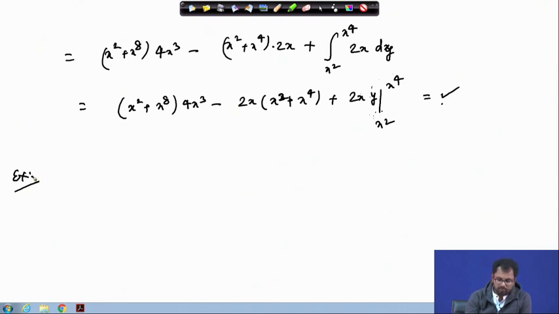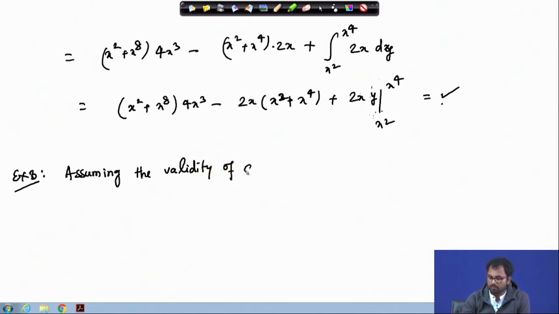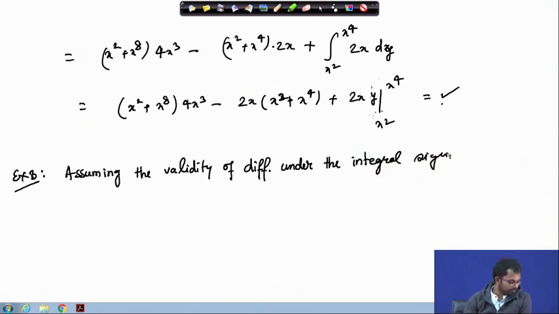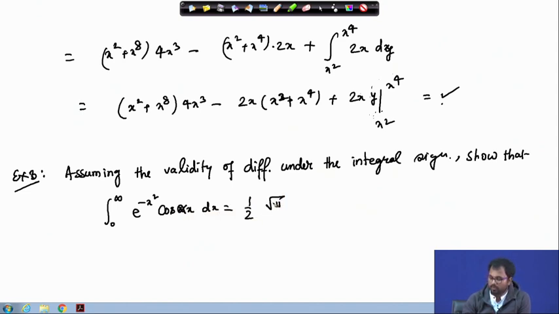So example 3. Assuming the validity of differentiation under the integral sign, show that the integral from 0 to infinity e to the power minus x square cos alpha x dx equals 1 by 2 square root of pi e to the power minus alpha square by 4, where alpha is any positive number.